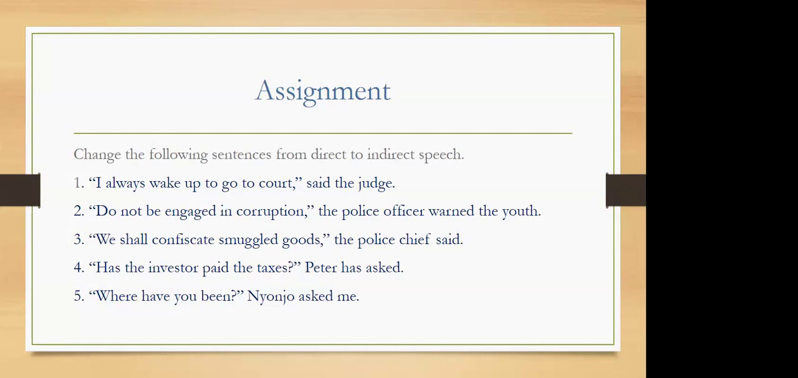Number 5. Nyonjo asked me where I was. Are you sure about that? Where have you been? Someone told us that have becomes had. Do you want to give us another answer, Debbie? Yes, Debbie?